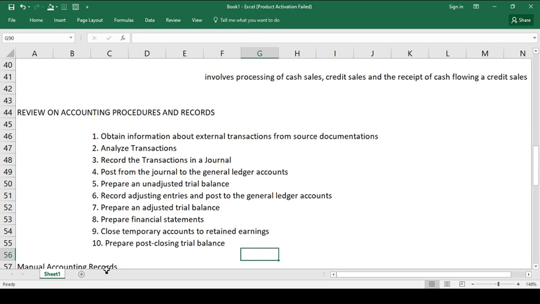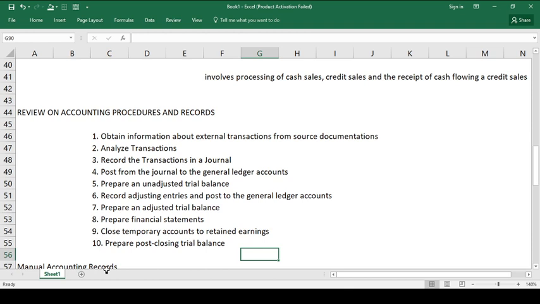Yung mga generic lang. Pero as to specifics na mga records or documents, we will discuss it in a later chapter. For example, for the expenditure cycle, ano mga specific documents. For the conversion cycle, ano po mga specific documents. And then for revenue and collection, ano po mga specific documents. Okay, so let us review muna on accounting procedures and records. We have 10 accounting procedures.